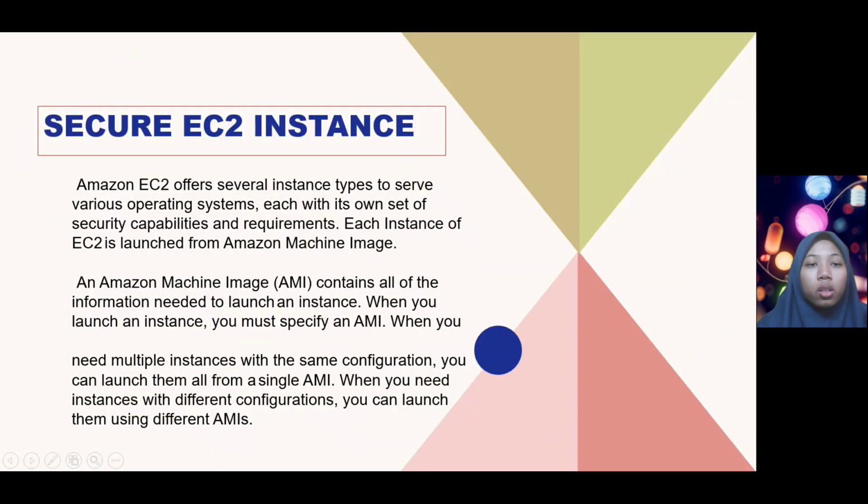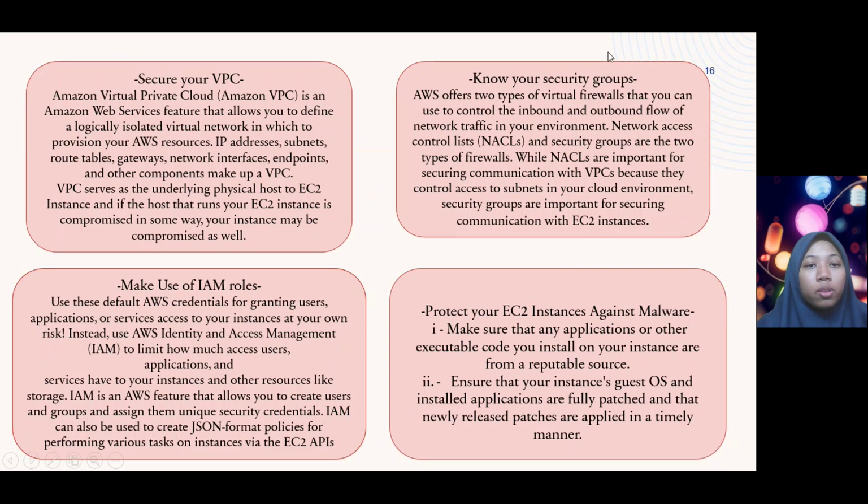Secure EC2 instance. Secure your VPC. Amazon Virtual Private Cloud, Amazon VPC, is an Amazon Web Services feature that allows you to develop a logically isolated virtual network in which you wish to provision your AWS resources. IP addresses, subnets, route tables, gateways, network interfaces, endpoints, and other components make up a VPC.